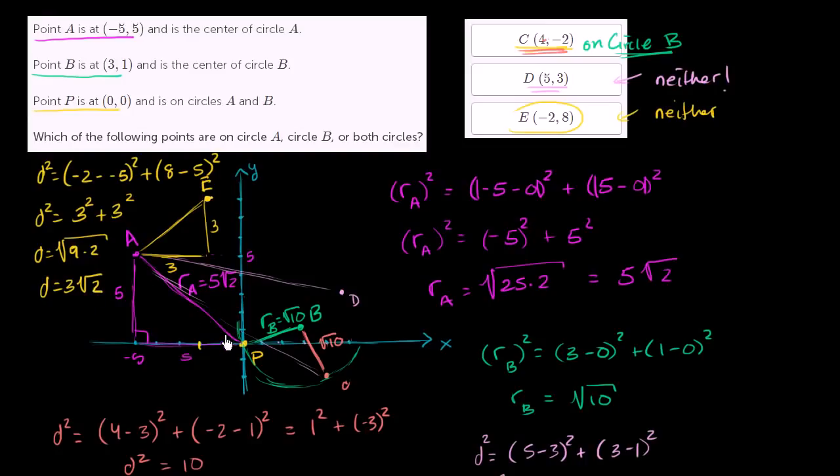The radius of circle A is 5 times the square root of 2, not 3 times the square root of 2. So this is actually going to be inside the circle. If we want to draw circle A, it's going to look something like this. And point E is on the inside. Point D and point C are on the outside of circle A. The only one that sits on any of the circles is point C.